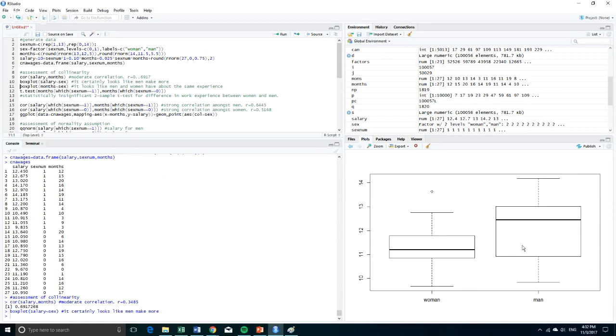Well, looking at the box plot, it looks like maybe men make a little bit more, but there's a lot of overlap between these box plots. So maybe this could actually be explained by how many months everybody's been working. Because maybe if men have been working there a little bit longer, you get raises every, maybe 3 months or 6 months. That might explain this. So let's take a look at that.